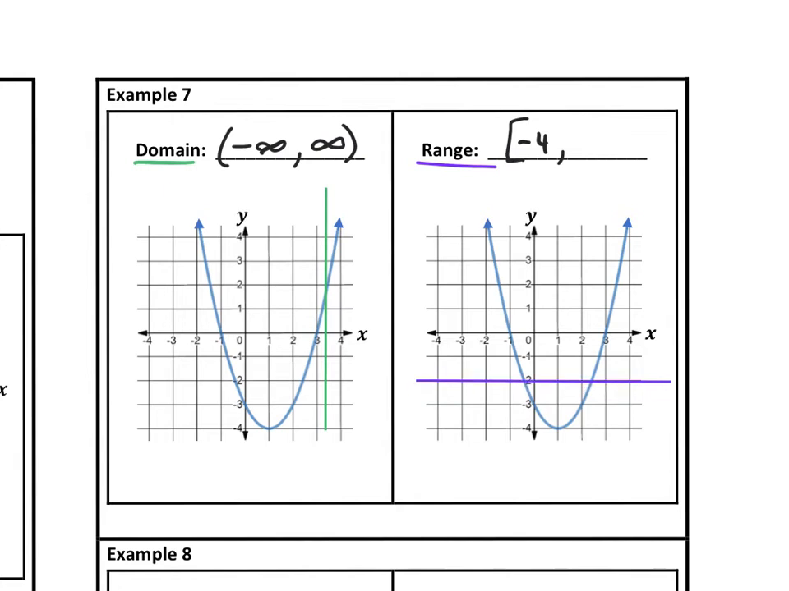What is the highest value that we reach? Well, the graph starts at -4 on the y, and it keeps going and going, and the arrows mean it's going to go towards infinity. Towards infinity, with parentheses on the infinity. Okay? So there you have it. You have domain and range for this function. Let me go ahead and delete these vertical and horizontal lines.